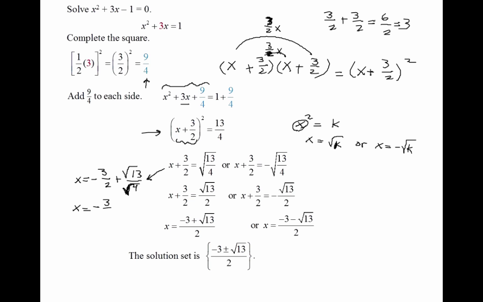We get x equal to minus 3/2 plus square root of 13 over 2. And as you see, x would be equal to minus 3 plus square root of 13 over 2. And same calculations here, you get minus 3 minus square root of 13 over 2. So this would be my solution set.